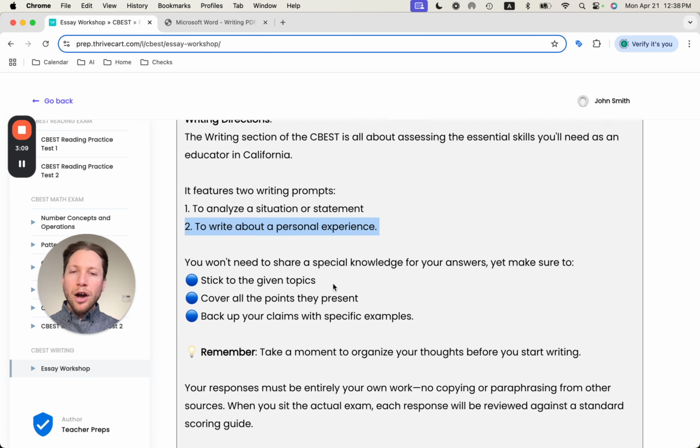So now I want to go over some key testing tips to help you brainstorm how you might logically set up and structure your essay. So remember, when writing your essay, whether it's for topic 1 or topic 2, you always want to specifically stick to the given topics. Make sure not to go off on a tangent too far away. Secondly, you want to cover every point that is asked of you in the essay prompt. And third, you always really want to back up your claims, your thesis, your hypothesis, what you believe, or just what you state in your essay response with specific examples.